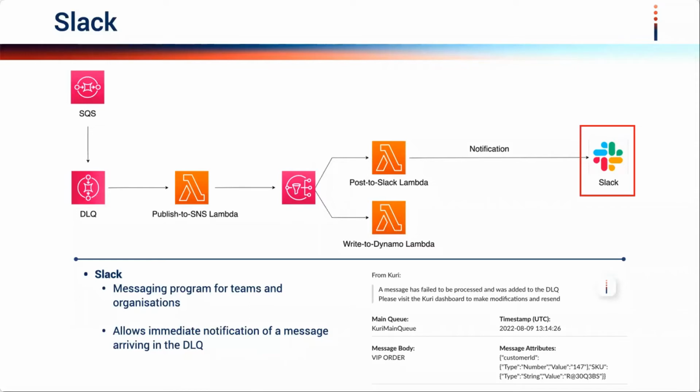The notification will identify itself as a Kuri notification and provide data about the DLQ message, such as the source queue name, message body, timestamp, and message attributes. This is especially convenient for developers who would like to closely monitor failed messages in development or production environments without having to constantly keep an eye on the Kuri dashboard.